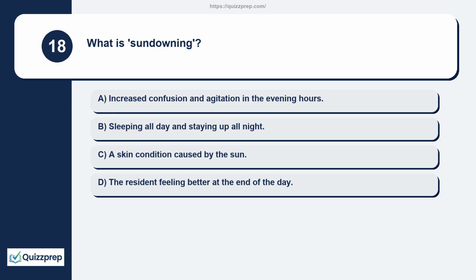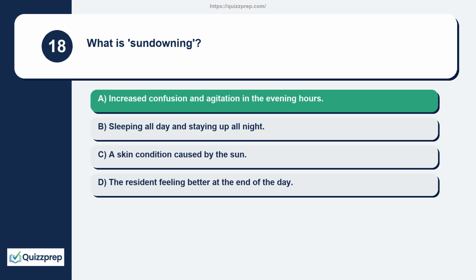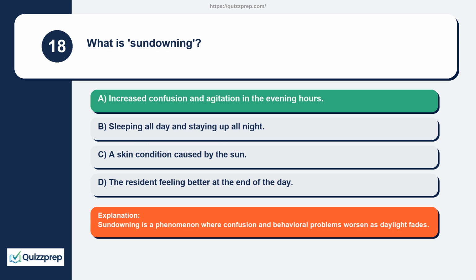Question 18. What is sundowning? Increased confusion and agitation in the evening hours, sleeping all day and staying up all night. A skin condition caused by the sun. The resident feeling better at the end of the day. Sundowning is a phenomenon where confusion and behavioral problems worsen as daylight fades.